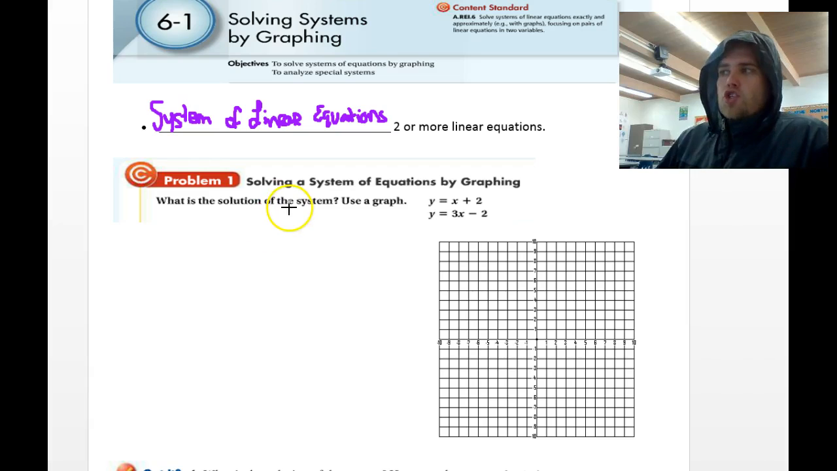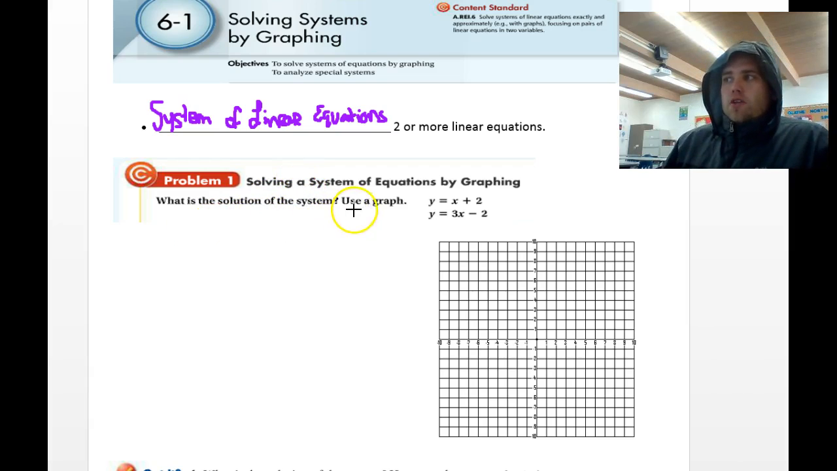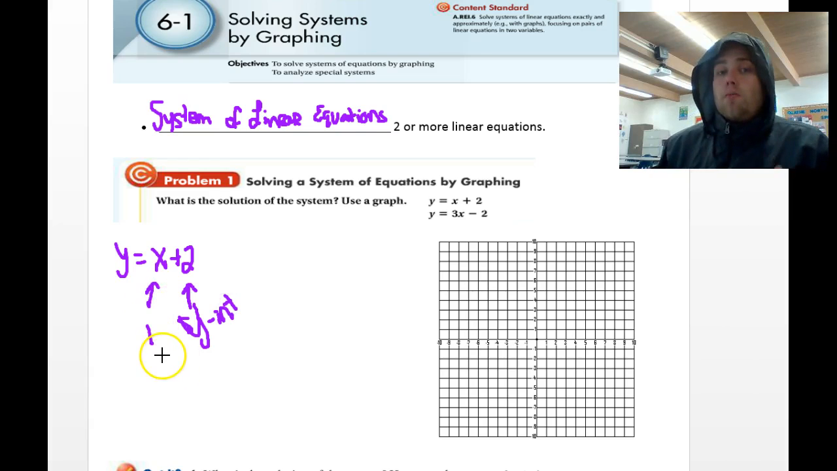So problem one, solving a system of equations by using graphing. So what is the solution of the system? And then use these two things here. Well, our first one, obviously, is y equals x plus 2. So once again, just to recap, this is my y-intercept. And then my slope is 1 because there's no number in front of the x.